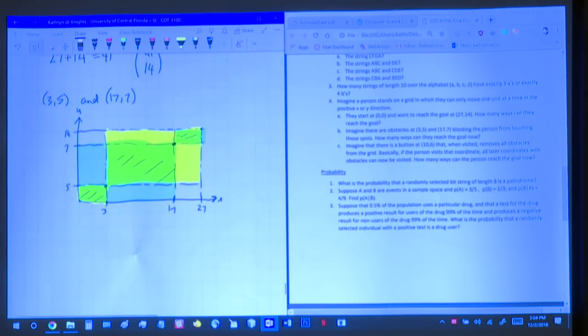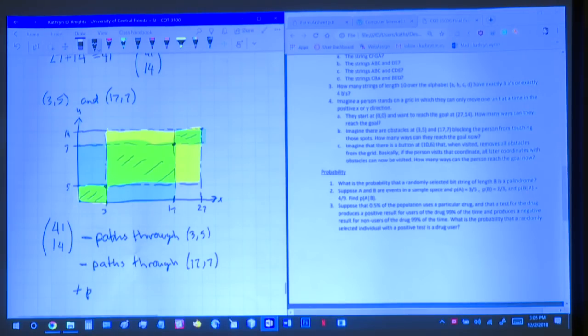So we'll start with the total number of paths, 41 choose 14, and we'll subtract paths through 3, 5, and then we'll also subtract paths through 17, 7. But then we'll add back in paths through both 3, 5 and 17, 7.